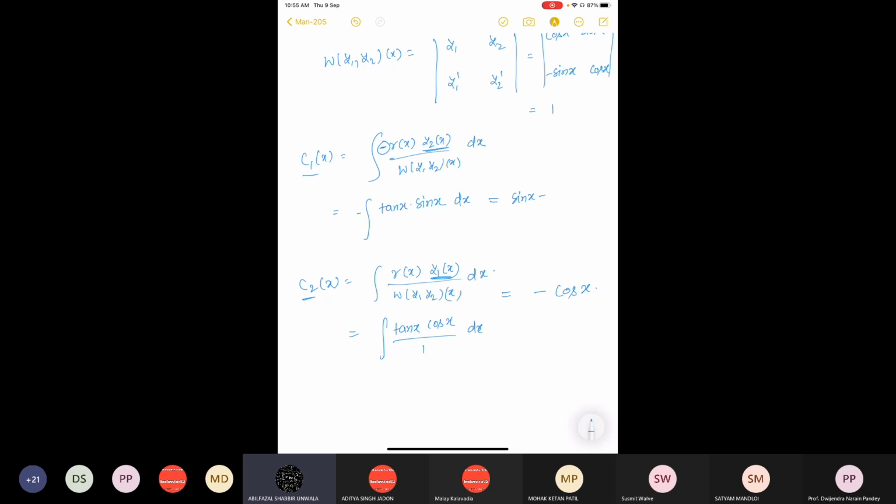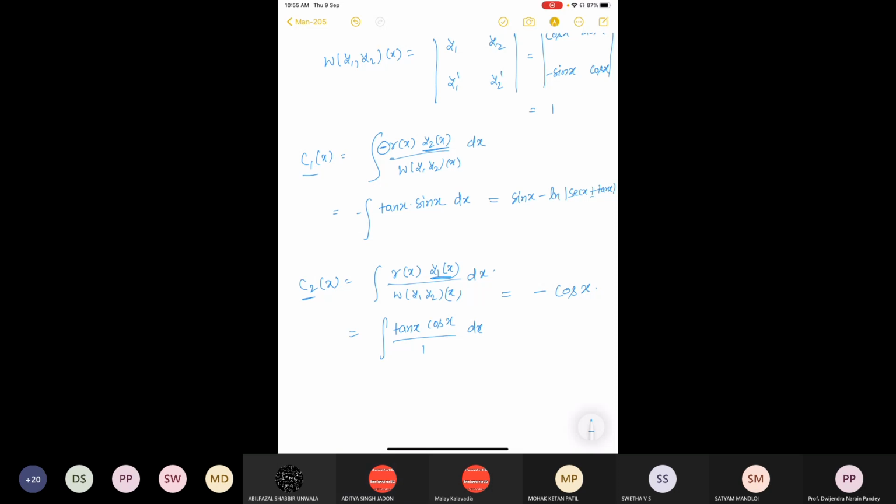So what is that integration of sec of x? I also don't remember, sir, but it is log of sec x minus tan x. Minus or plus? I don't know. You just see whether it is plus or minus.